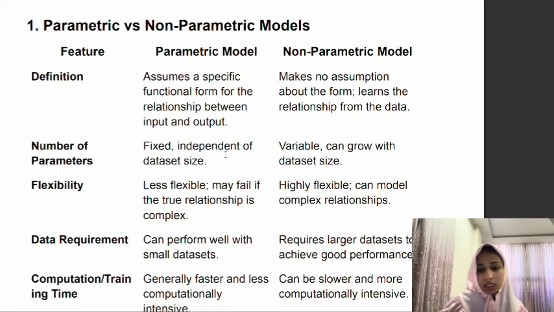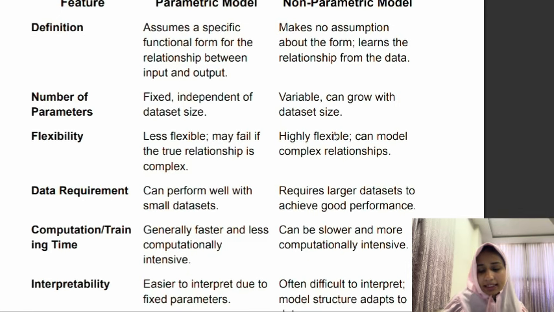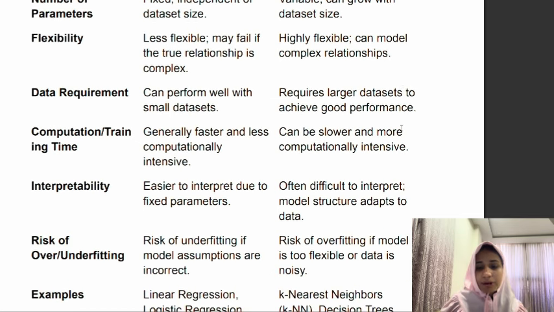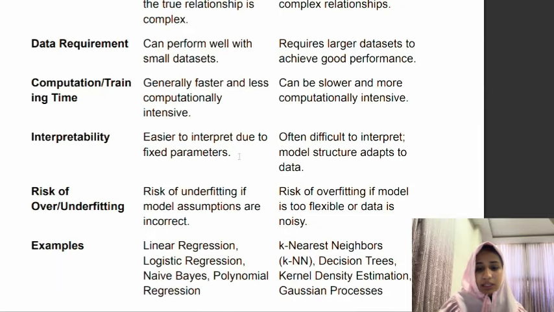Number of parameters: fixed, independent of data set size, and variable, can grow with data set size. Less flexible, may fail if the true relationship is complex. Highly flexible, can model complex relationships and can perform well with small data sets. Require large data sets to achieve good performance. Generally faster and less computationally intensive, can be slower and more computationally intensive. Easier to interpret due to fixed parameters, often difficult to interpret.